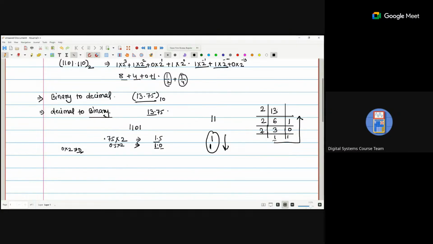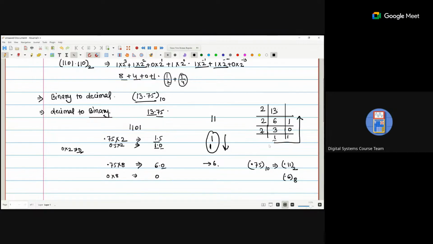If I multiply for the octal part, 0.75 multiplied by 8, we get 6.0. Now 0 is after the decimal point, so 0 multiplied by 8, we always get 0. So the answer is 6. That means this 0.75 in decimal will be equal to 0.11 in binary, or 0.6 in octal.